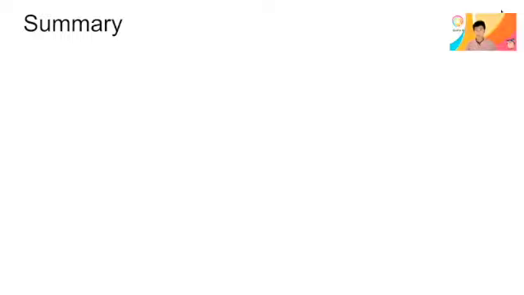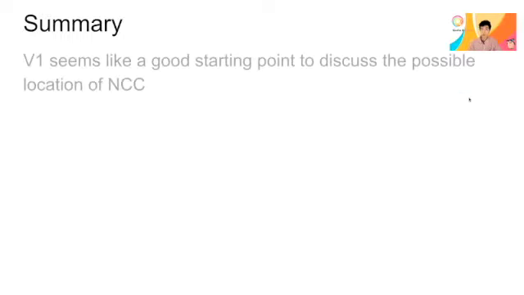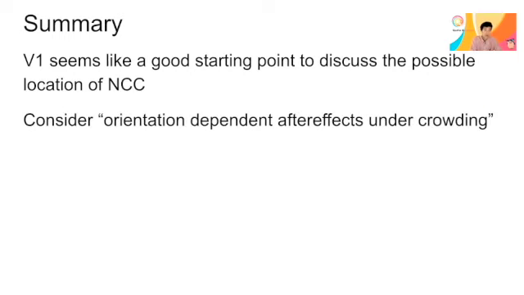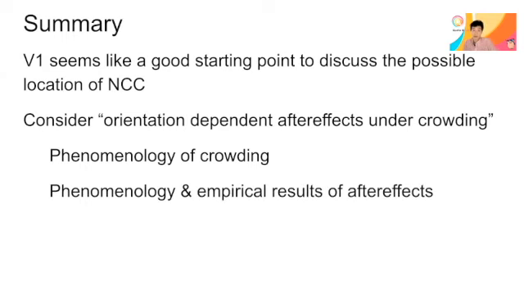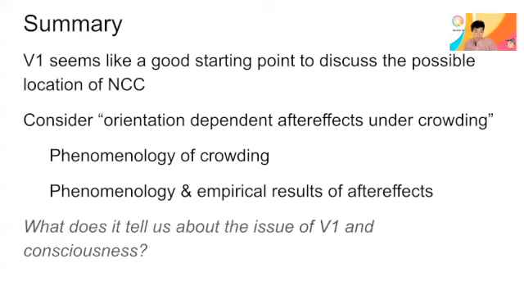So in summary, what I wanted to do in this video is that V1 seems like a good starting point to discuss as the possible location of NCC, based on the blindsight patient. And then we started to consider orientation-dependent aftereffects under crowding. And I showed that the phenomenology of crowding and the empirical results of the aftereffects are related. But in the end, we are not so sure what it tells us about the issue of V1 and consciousness, and that comes in the next video.